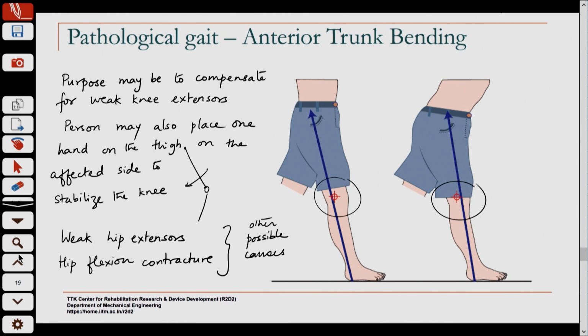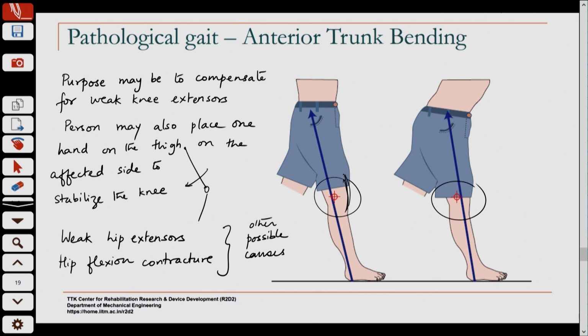So, any time the line of action of the ground reaction force falls behind the knee, posterior to the knee, then the knee has a tendency to flex, and if the quadriceps muscle cannot exert enough control to prevent or to control that flexion, then what the person does is lean forward, or place a hand on the thigh to provide additional means to extend the knee, because the muscular force alone is not enough to accomplish that. So, this is a case of anterior trunk bending.